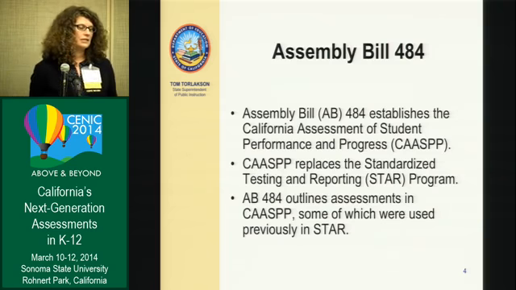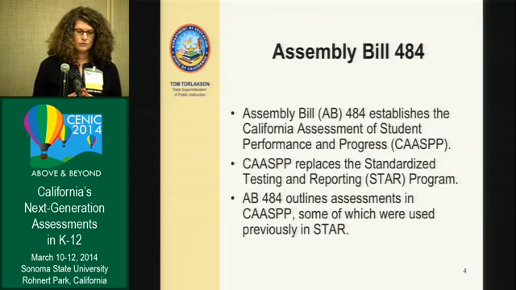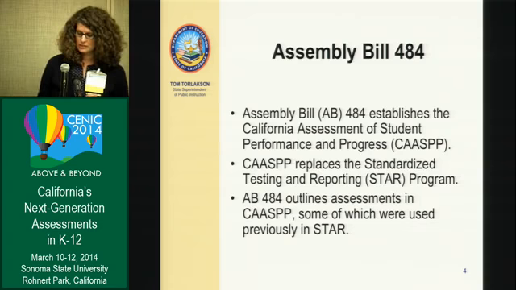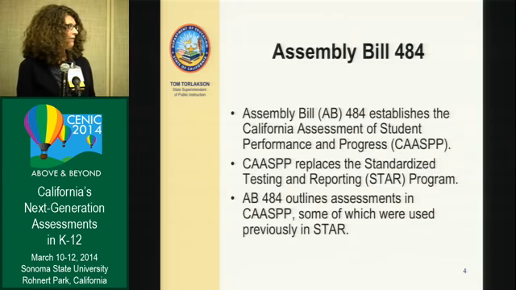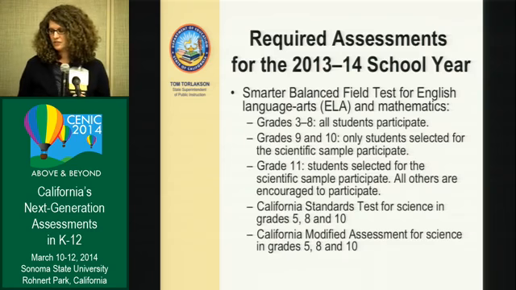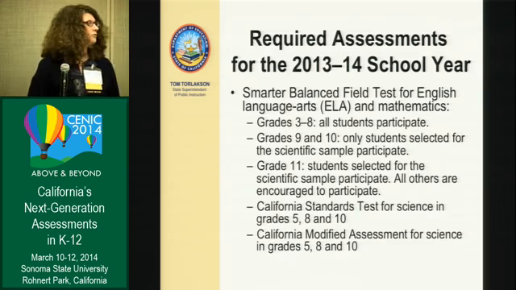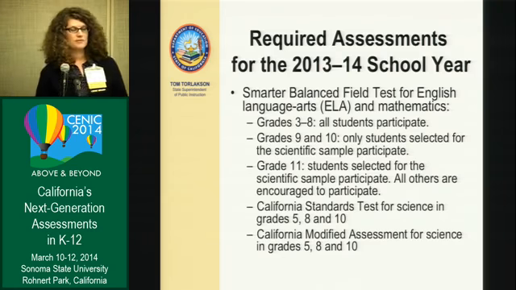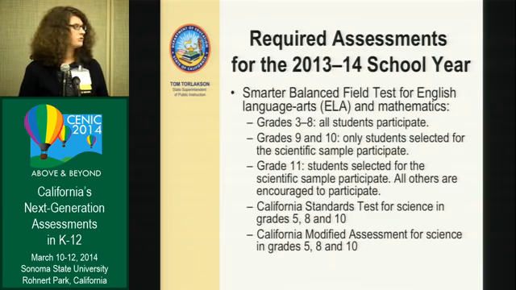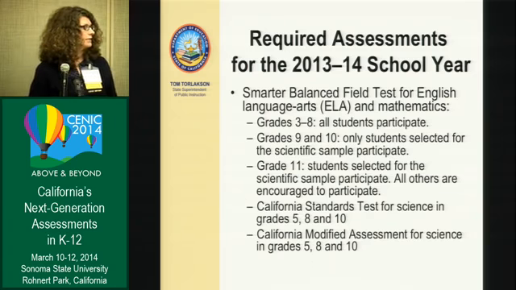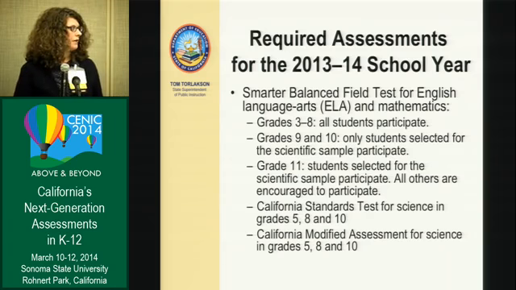So what 484 does is require every single student who's eligible to take the test, which is about 3.3 million students in our testing population. And the important piece of this is it's going to be an online assessment. So this is the testing population. It's grades 3 through 8, 9 and 10 if they're in the scientific sample, which is roughly 5% of our students. Grades 11 and CSTs will still be done paper pencil in science in the grades that are listed, 5, 8, and 10.